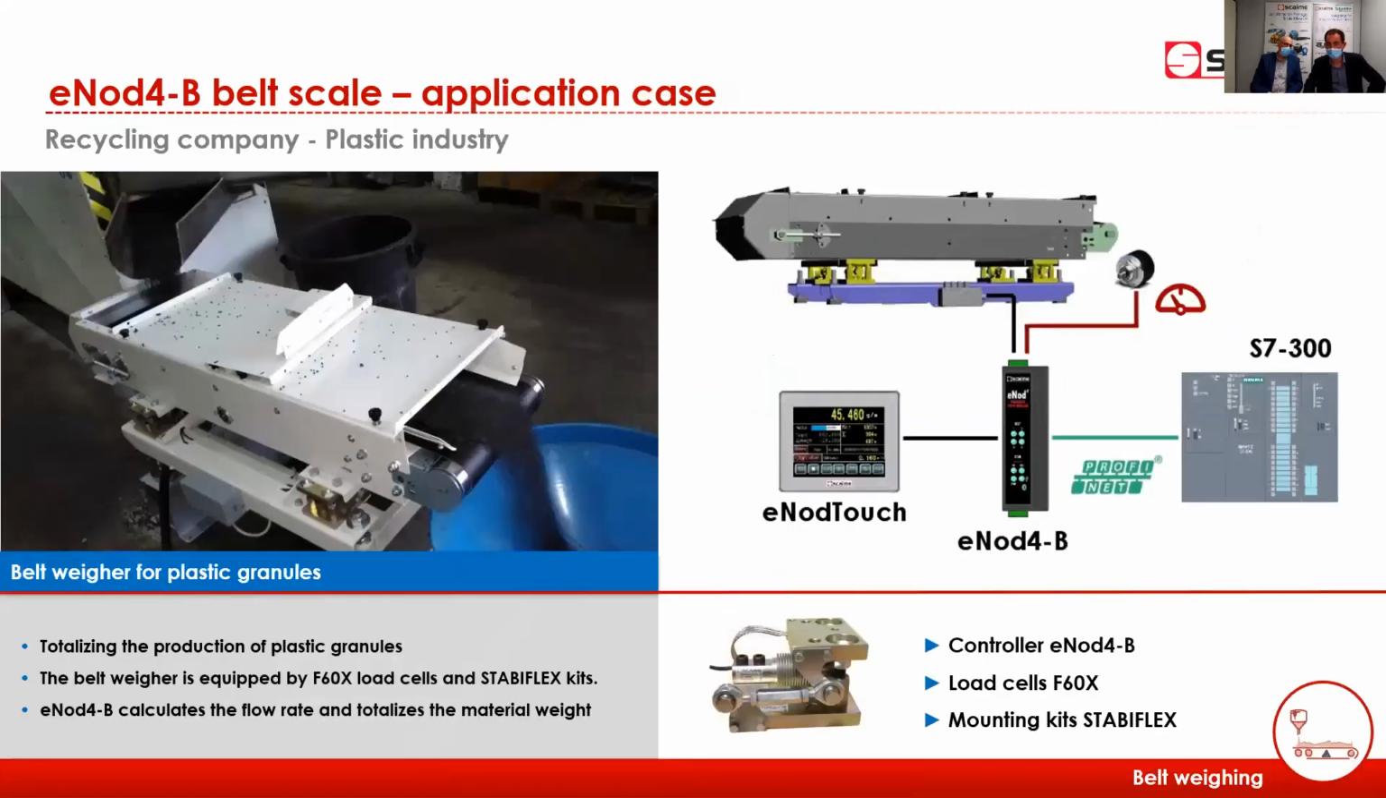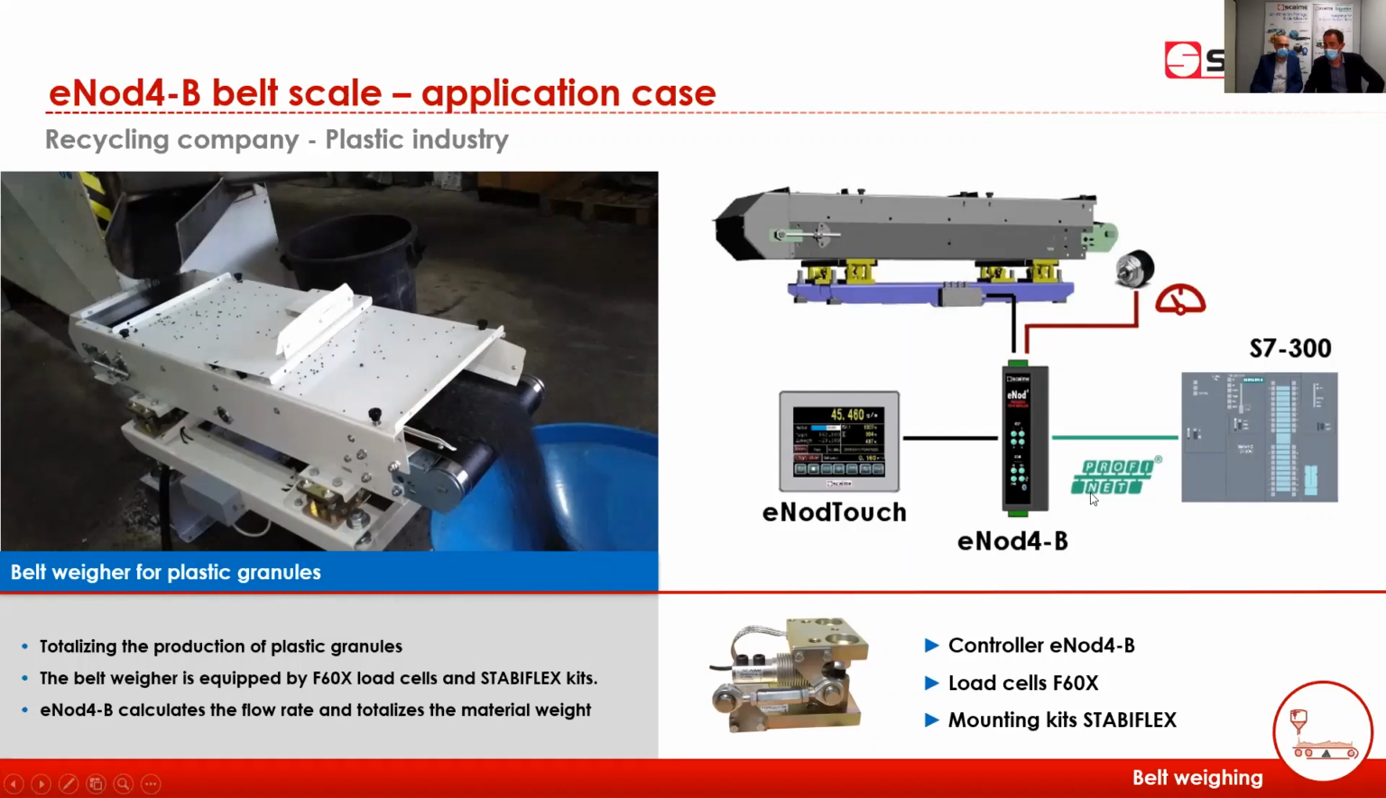So one application case related to belt scale and totalizer. This is an application in a plastic recycling company for plastic processing. This belt scale was used to totalize the production of plastic granules. The system was equipped with an eNod4B, able to control and to totalize the weight on the belt conveyor.